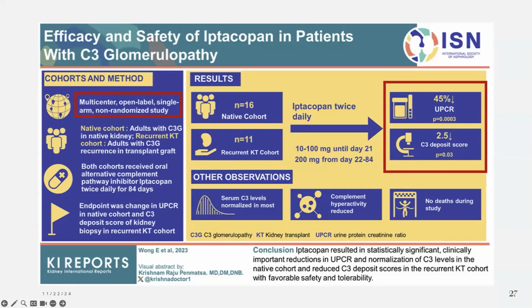In both groups, baseline kidney function was not bad. The native C3G group has significant proteinuria, while the transplant group just has mild proteinuria. Since repeat biopsies were not part of the protocol in the native cohort, they could not use C3 deposit as the primary endpoint in this cohort.